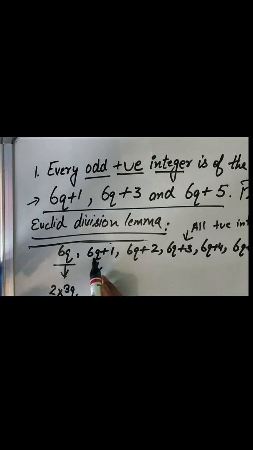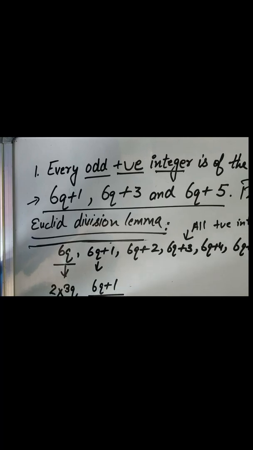Now here, 6q plus 1. Can you prove it even? No, it cannot be. You cannot take out 2. See, if you divide this number by 2, this term will get divided, but this will not. That means it's an odd number.